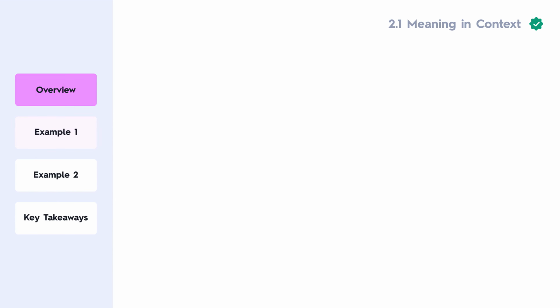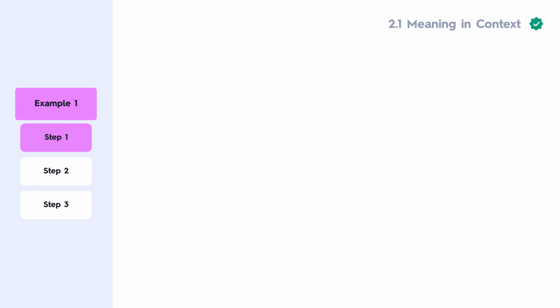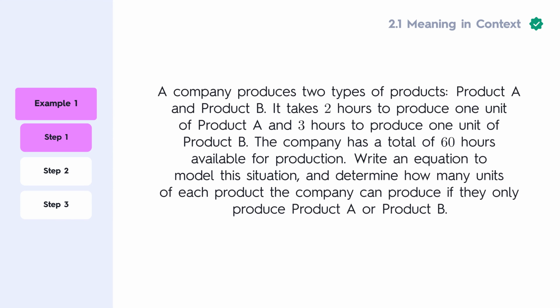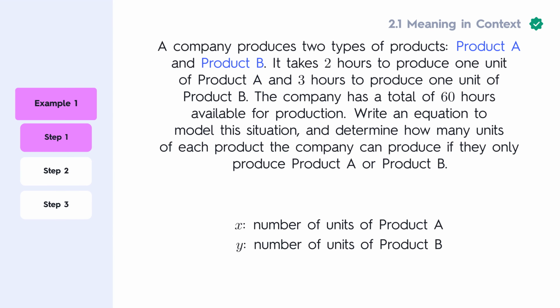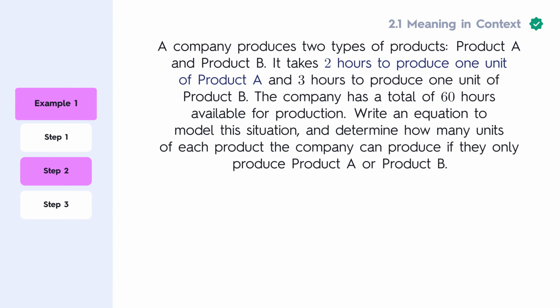Now that we understand the basics, let's look at how to apply this. Let's break down this real-world problem and model it with a linear equation. First, we need to define our variables. Let's use x to represent the number of units of product A and y to represent the number of units of product B. Next, we know that each unit of product A takes 2 hours, and each unit of product B takes 3 hours. The total time available is 60 hours.